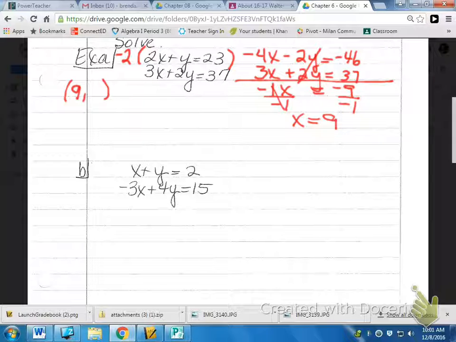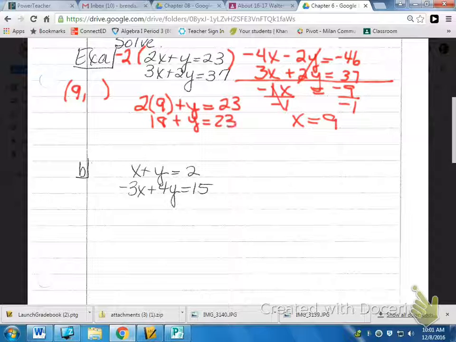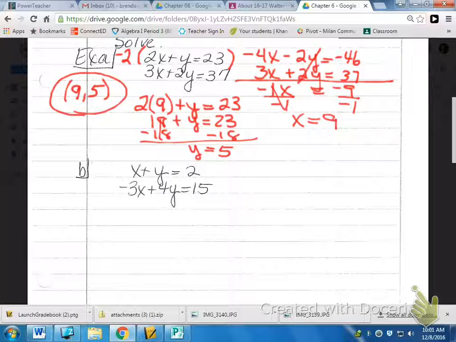Now I need to find the y. So I'm going to go back up to the original top equation. That looks like the simplest. And I would go 2 times 9 plus y equals 23. 18 plus y equals 23. Subtract 18. And y equals 5. So my ordered pair would be 9, 5.